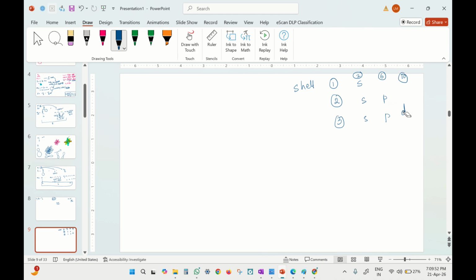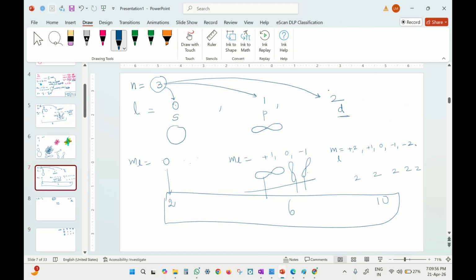Isn't it? In D, check. N is equal to 3, the third shell has got D subshell having 5 orientations or 5 spaces or 5 orbitals, each orbital having 2 electrons, so a total of 10 electrons. So D in any shell will have 10 electrons. Agree?